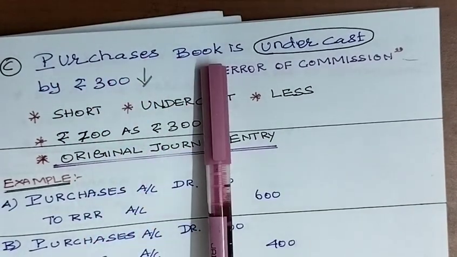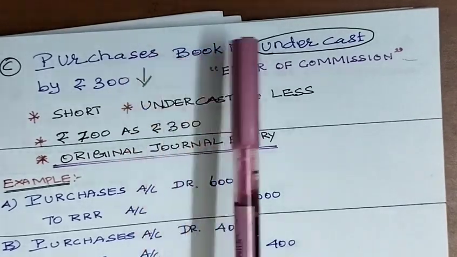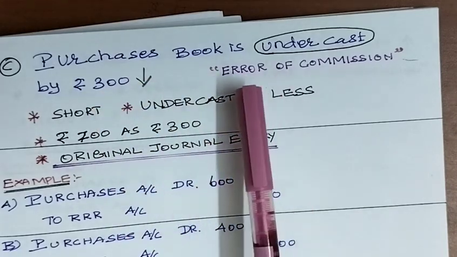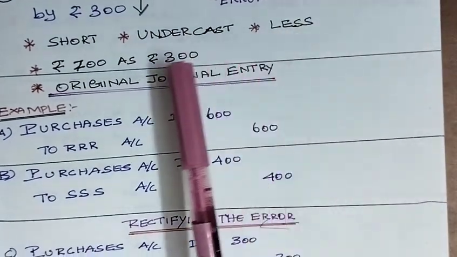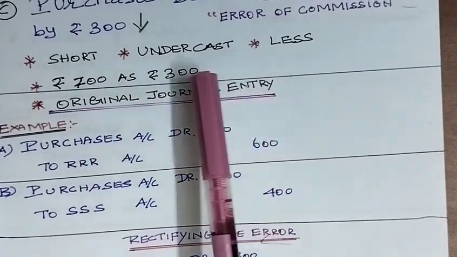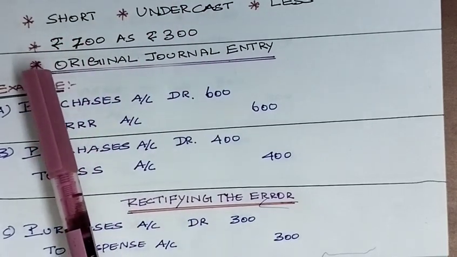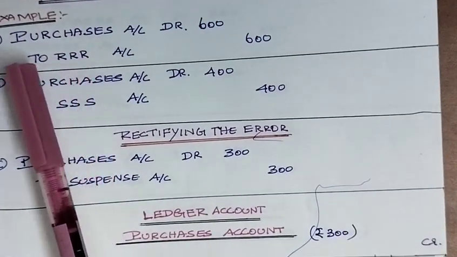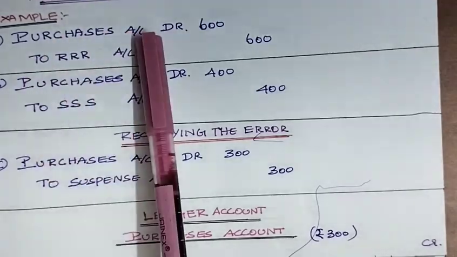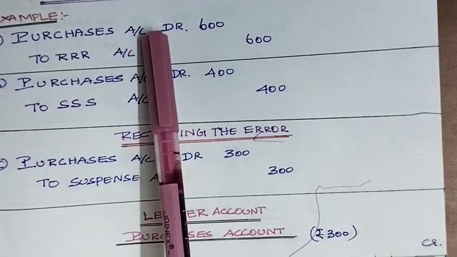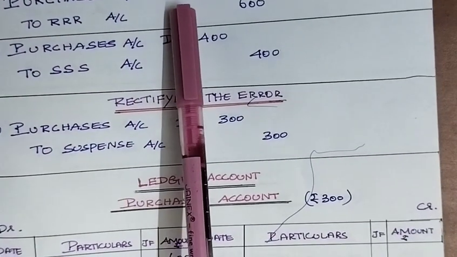You have to rectify this error. This is the error. What kind of error? Error of commission. How should you rectify this error? You follow the original journal entry. Before that, I will explain the purchases account in the journal entry. Where does the purchases account show? The purchases account appears on the debit side, the debtor side. In the journal entry, the purchases account shows on the debit side.